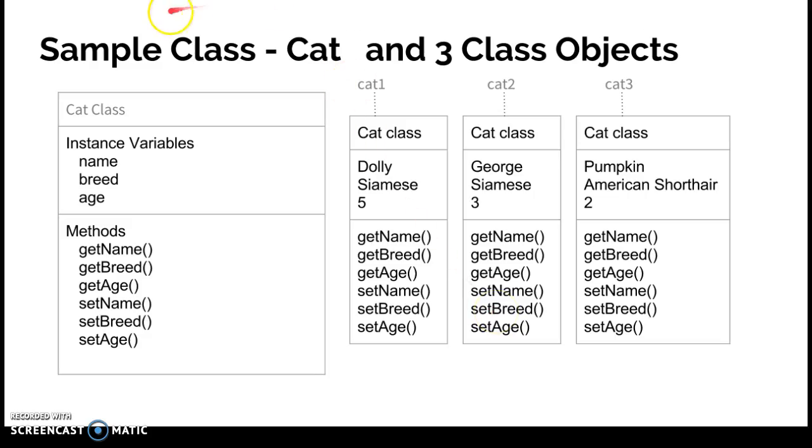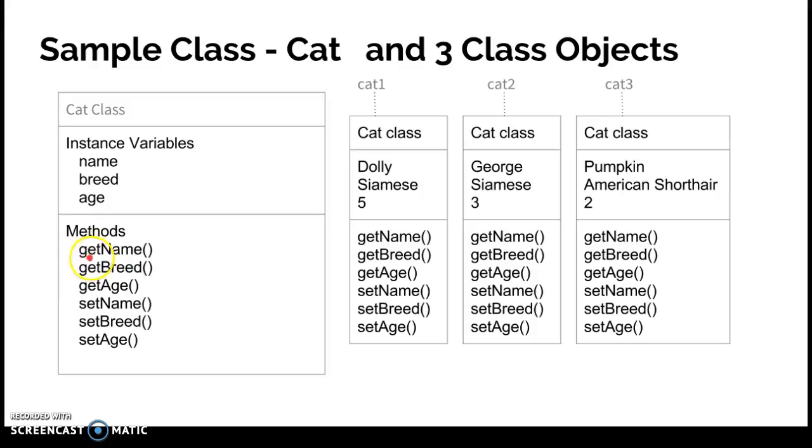Okay, so here's this first, I'm getting used to this cool pointer. The sample class I have is called cat, and I made a class and I built 3 objects. Okay, so the class is called the cat class. It has 3 instance variables: name, breed, and age. It has 6 methods: get name, get breed, get age, set name, set breed, and set age. These are called getters or accessor methods, and these are called mutator methods or setters.